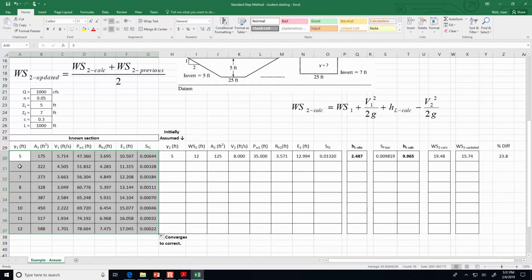What we will have to do is override that left because it thinks that it's counting. So if we change it to 5 for all of them, since it's the known section, nothing is changing at location 1.